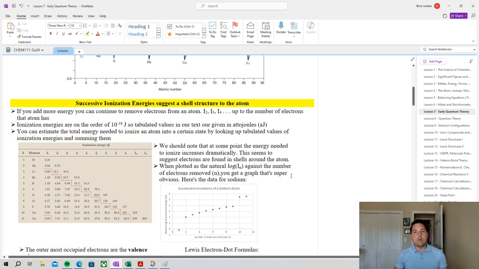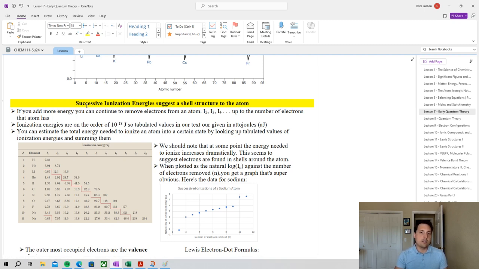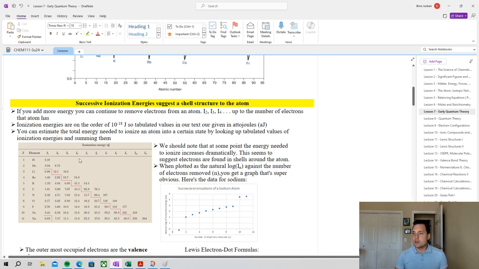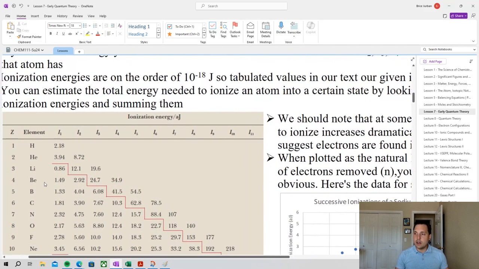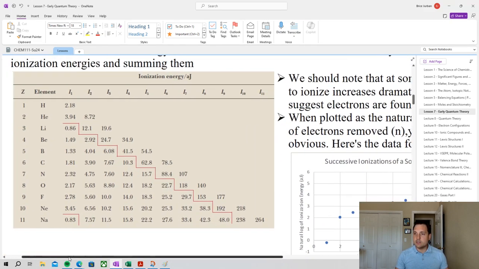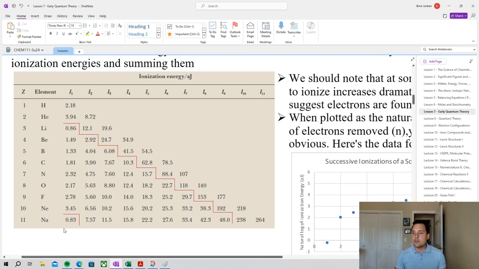All right. Now, we can also remove other electrons from the atom. We don't need to just remove the first electron. What we can do is look at successive ionization energies. So what's the energy requirement to remove the second, or the third, or the fourth electron from that atom? If we look at this table here, you can see the successive ionization energies for the first 11 elements.